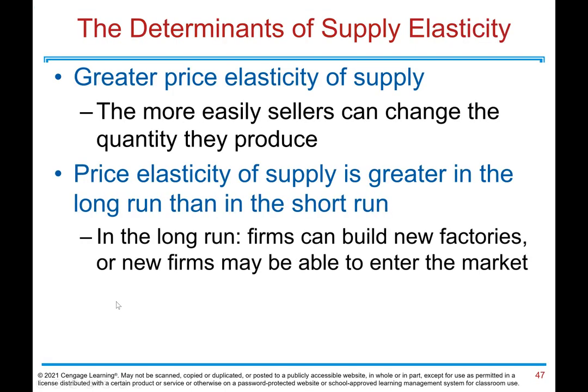Determinants of supply elasticity. Greater price elasticity of supply, the more easily sellers can change the quantity they produce. Price elasticity of supply is greater in the long run than in the short run. In the long run, firms can build new factories or new firms may be able to enter the market.